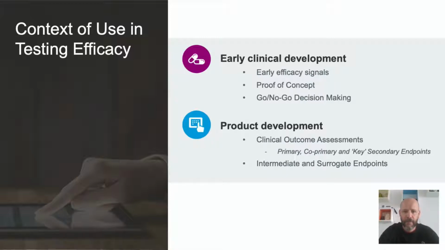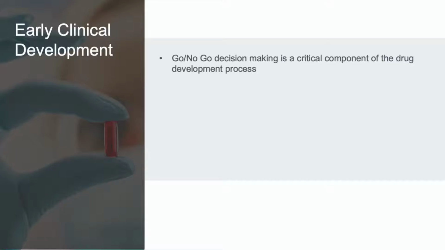In respect of efficacy then, the context of use for cognitive tests include both early signal detection and also later evidence of efficacy. When we think about early clinical development, go, no-go decision-making is really key there. Here, cognitive tests can provide sensitive tools that enable us to detect efficacy signals in relatively small studies that may also be of fairly short duration or conducted in healthy or less clinically impaired populations.